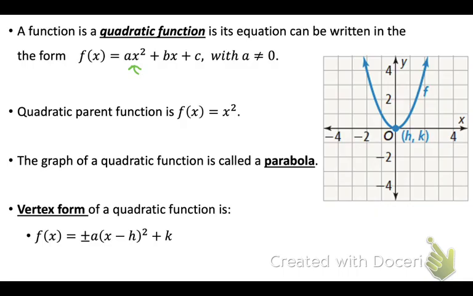So there's the parent function. We've seen it before, yes? Okay. H and K starts at 0, 0. And we're going to move it left, right, and up and down. The parent function is just f of x equals x squared. The shape is a what? Parabola.